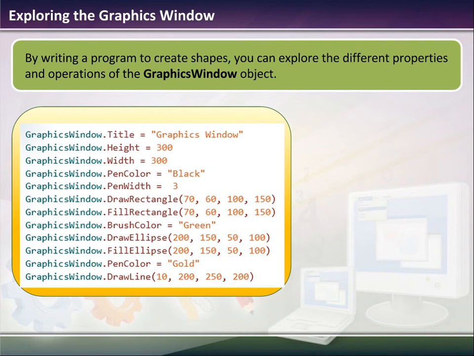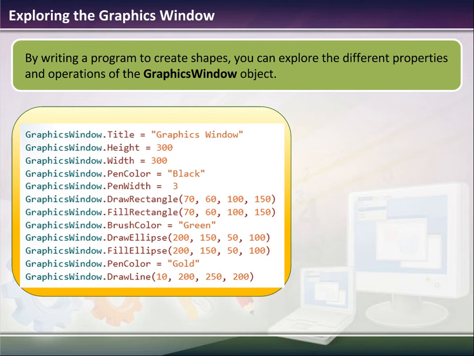First line, title, that's the title of the window. Second line, the height of the window. Third line is the width of the window. The pen color should be black. The pen width should be 3. We're going to draw a rectangle, and those are the 4 corners of the rectangle. And then we're going to fill the rectangle.